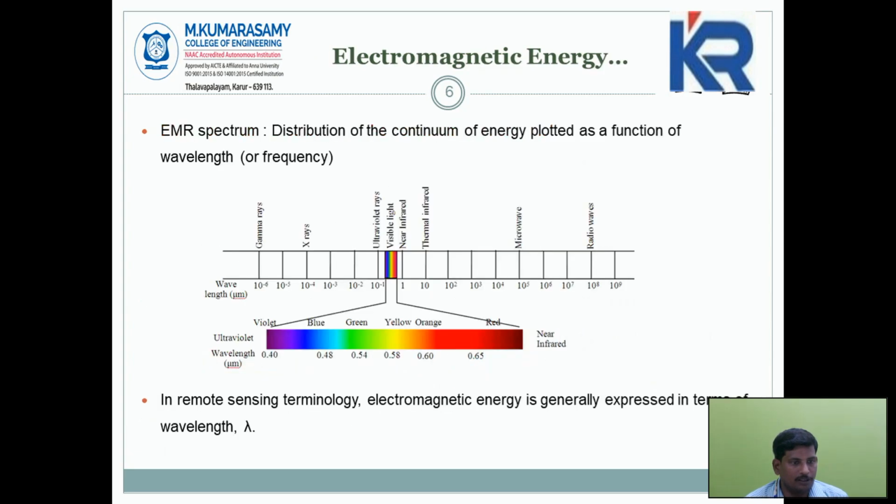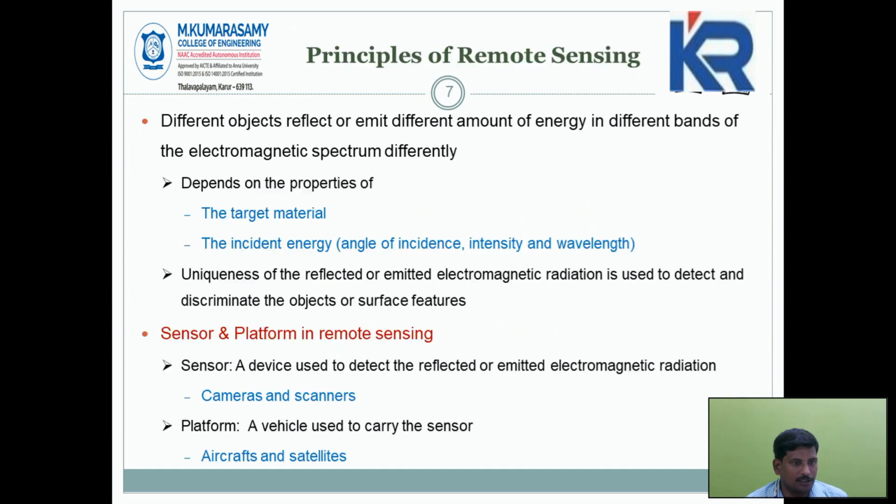This is the typical EMR spectrum. Normally, from visible light starting at violet, 0.4, up to near infrared, this is the range of electromagnetic energy experienced in terms of the wavelength lambda. Mostly in this range only we identify the features or a particular object on the earth.